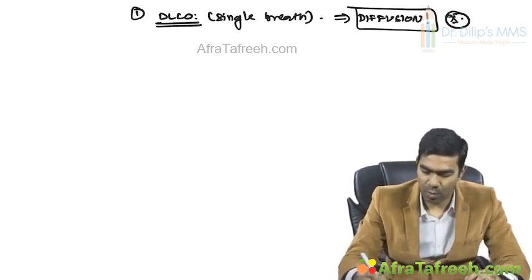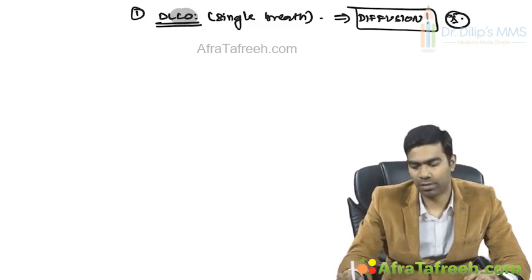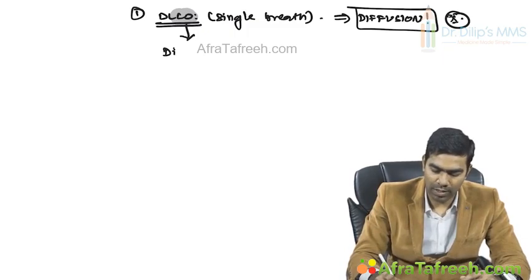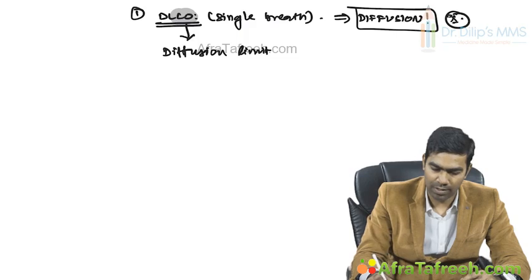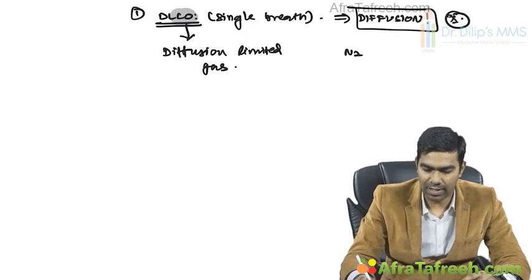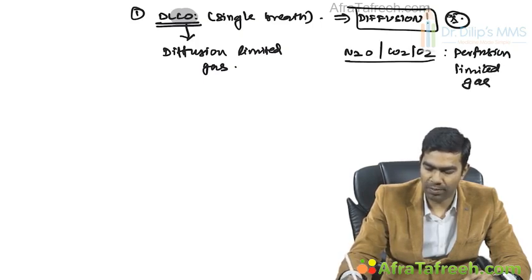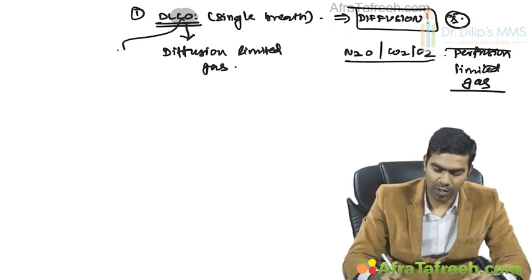You might ask me why I am going to use carbon monoxide. Because carbon monoxide is a diffusion limited gas. That's what your answer must be. Whereas other gases like nitrous oxide, carbon dioxide, oxygen, all these things are perfusion limited gases.